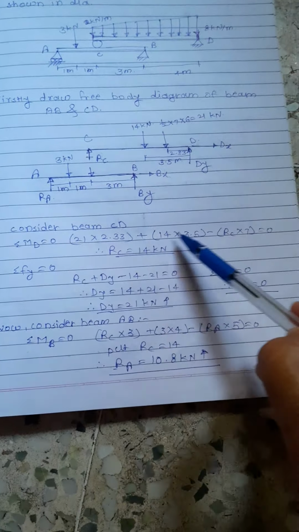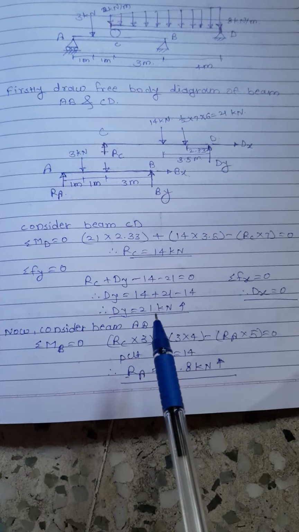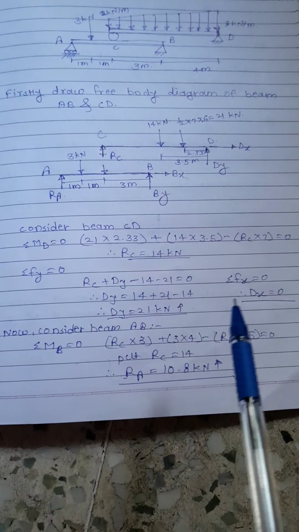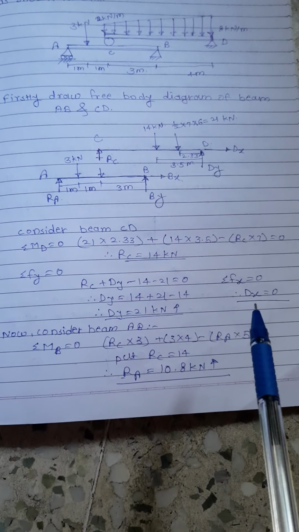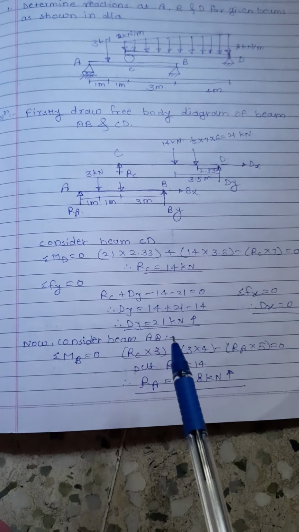Then apply the next condition, summation of forces along y-axis. From this we will get the magnitude of Dy 21 kilonewton, and summation of forces along x, it will give you Dx component equal to 0.